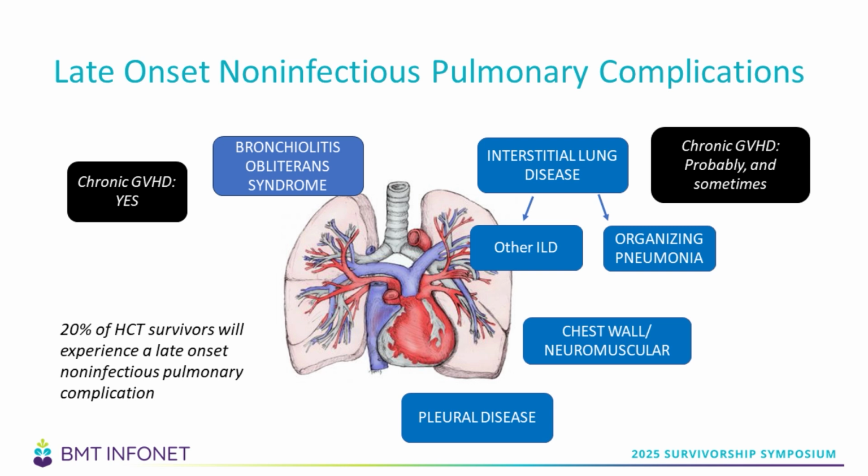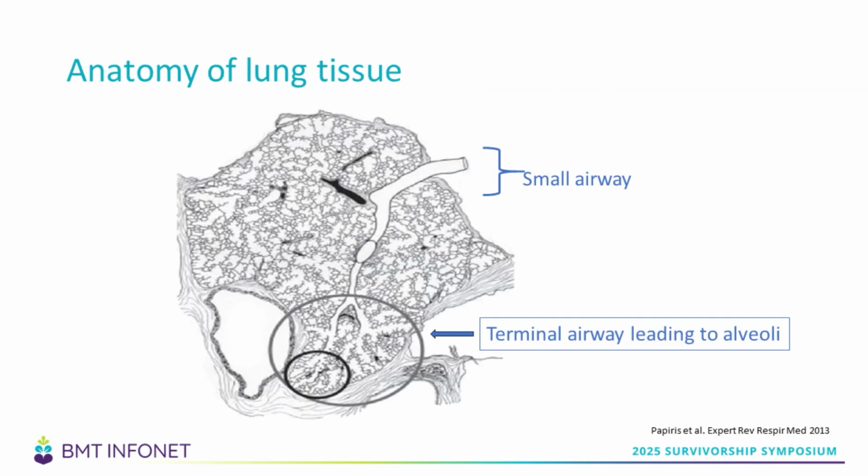Late onset non-infectious complications are actually pretty common after transplant. About 20% of transplant survivors will experience one of these entities in their survivorship. So I just wanted to get everybody on the same page as to the anatomy of lung tissue. What are we actually talking about? Where does the disease actually affect your body?